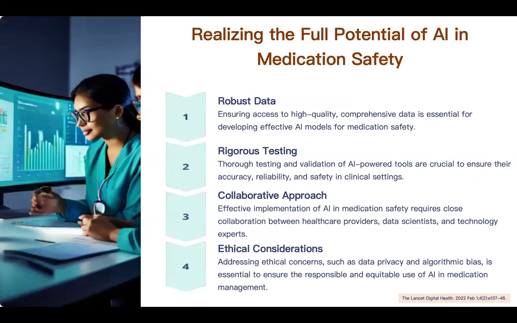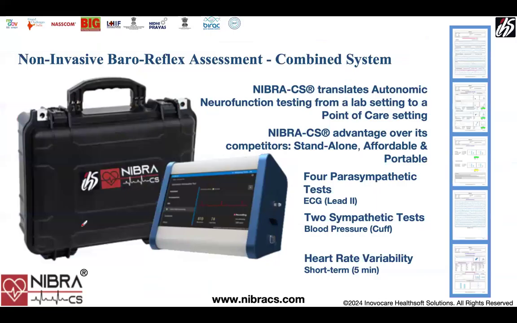Generally, when we talk about medication safety, these are important points. We need to have robust data, rigorous testing, and validation of those AI-powered tools. Then a collaborative approach should be there between healthcare providers, data scientists, and technology experts. And we need to address ethical concerns like data privacy and algorithmic bias. So there should not be any specific algorithmic bias. These are essential to ensure the responsible and equitable use of artificial intelligence in medication management.